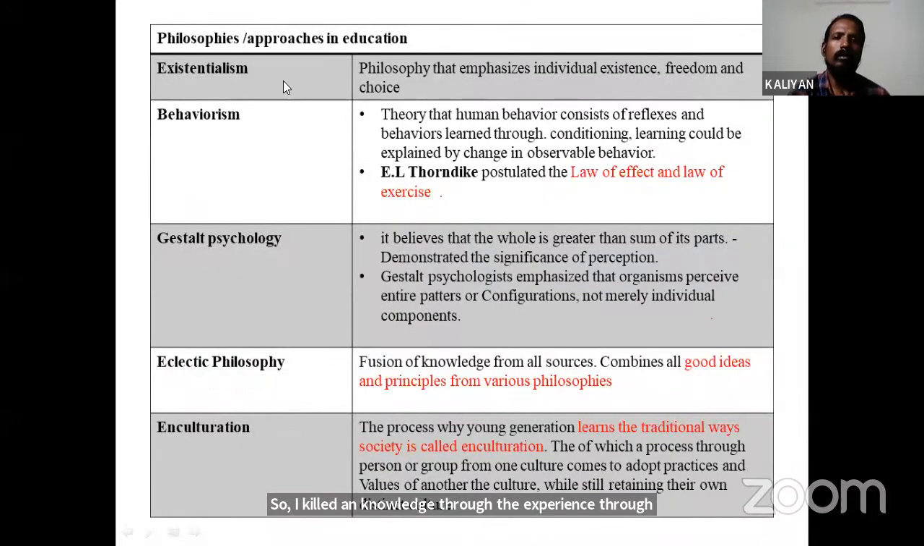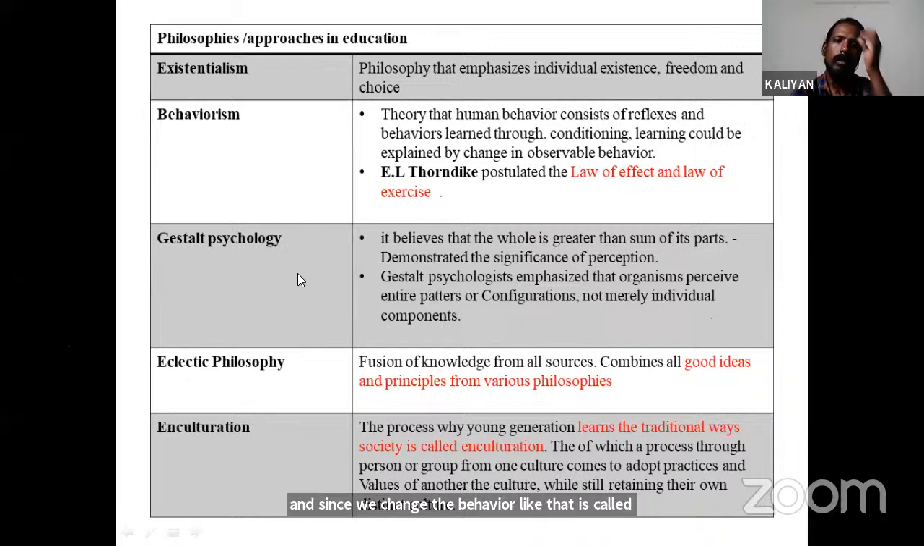So next one, existentialism. A philosophy that emphasizes individual existence, freedom and choices. And behaviorism is the theory that human behavior consists of reflexes and behaviors learned through conditioning. Learning can be explained by the change in observable behavior. There are two types of conditioning, classical and operant. Like I said before, through positive reinforcement we change the behavior. That is called behaviorism.